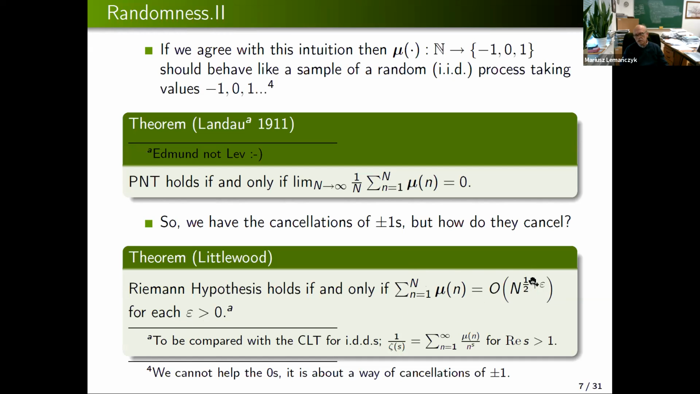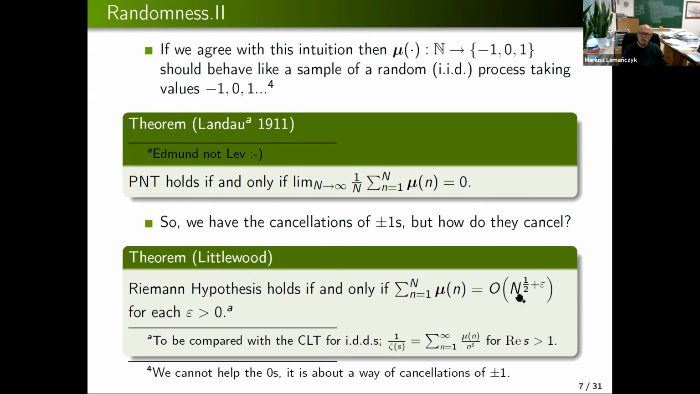So okay, if you require more, that you have a speed of cancellations of that type, it turns out that we are already in the Riemann hypothesis situation. So this fact is equivalent to the Riemann hypothesis. This was remarked by Littlewood also. I didn't put the precise date, I didn't find it, but it's still 100 years ago.